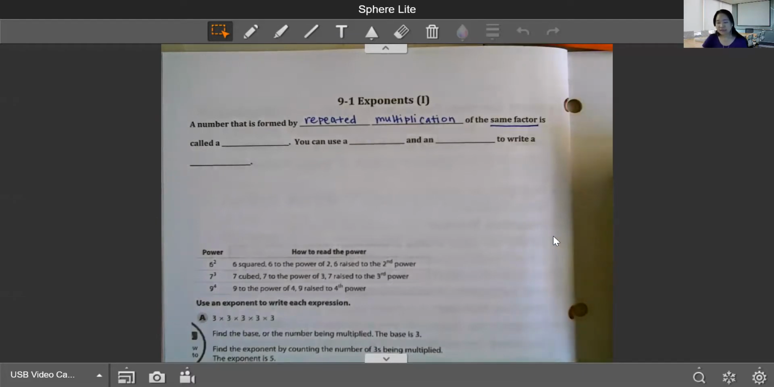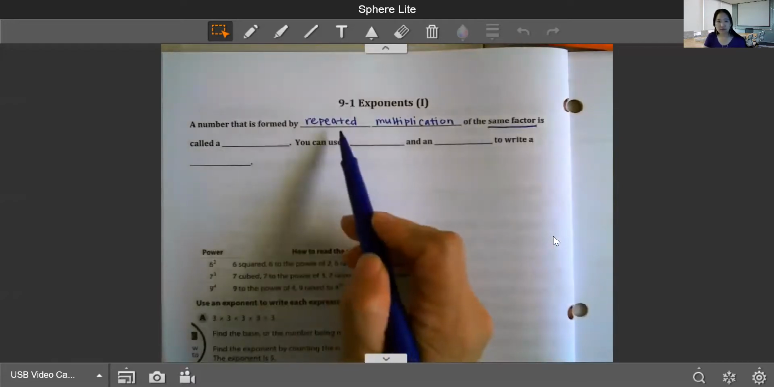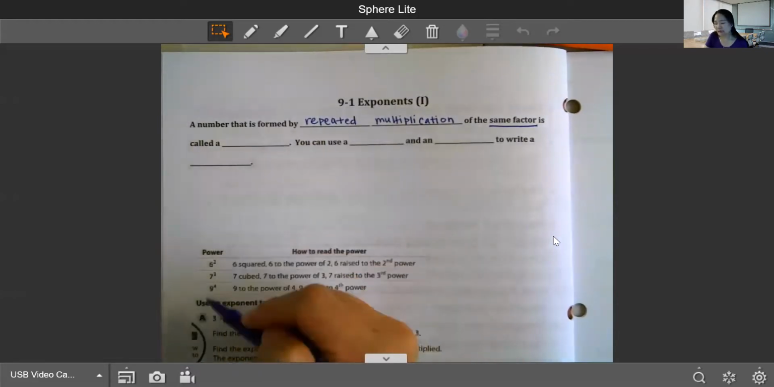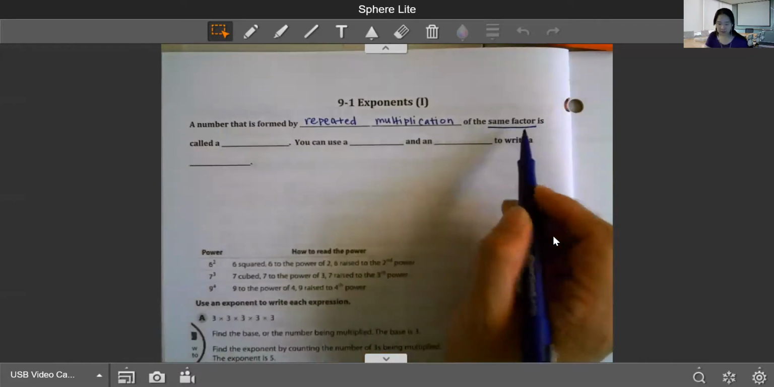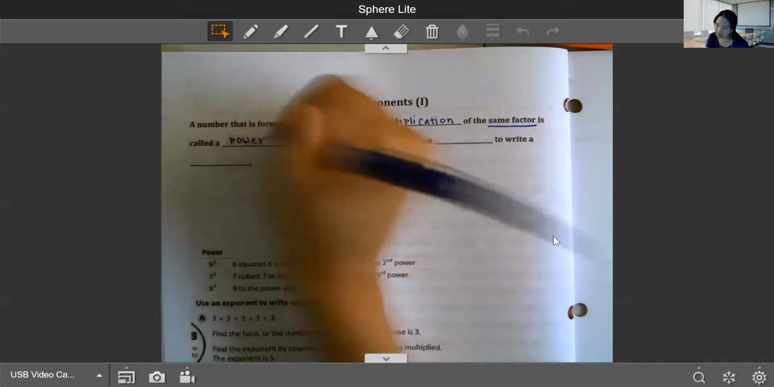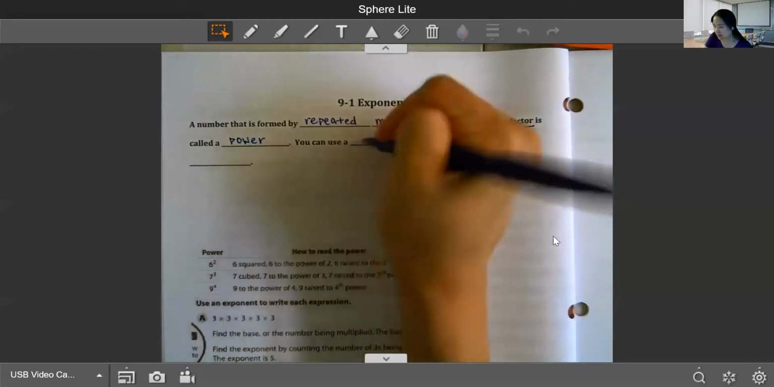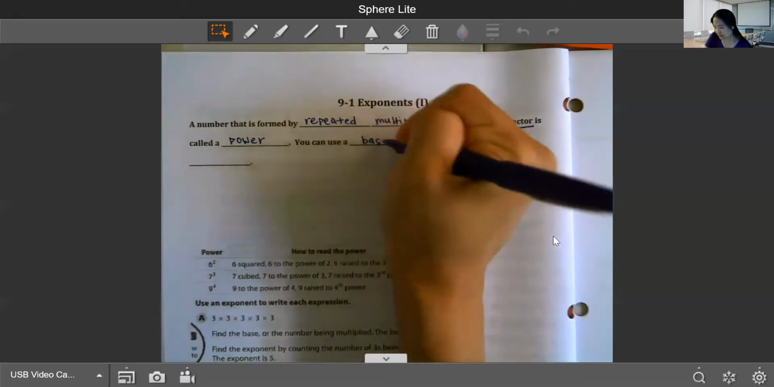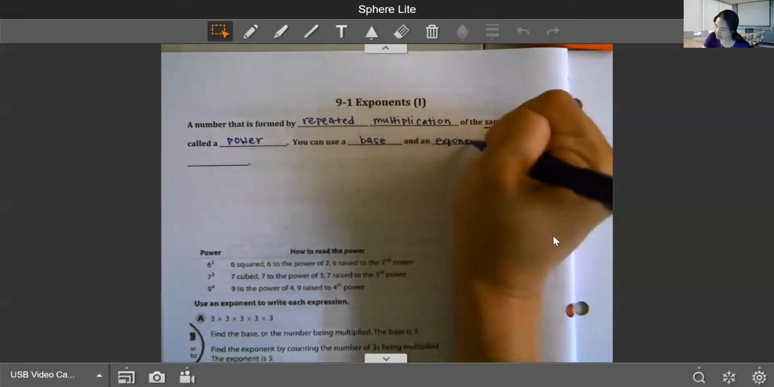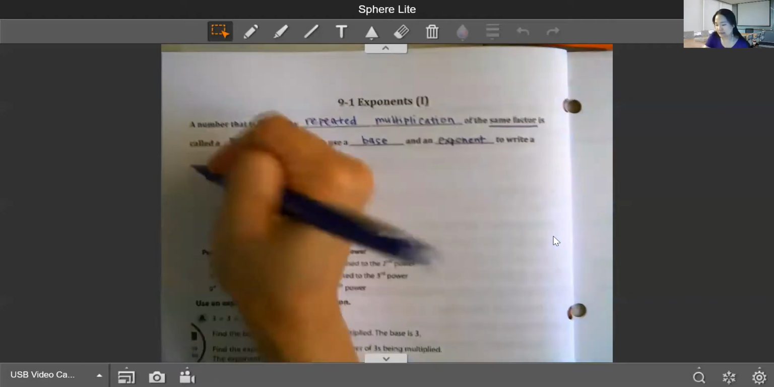So this is 9-1 Exponent. This is our math notebook, page 9. And I kind of already started the notes, but it says a number that is formed by repeated multiplication of the same factor is called a power. You can use a base and an exponent to write a power.